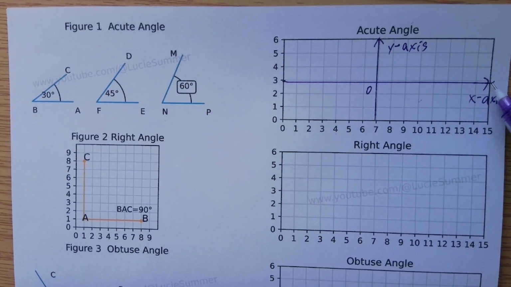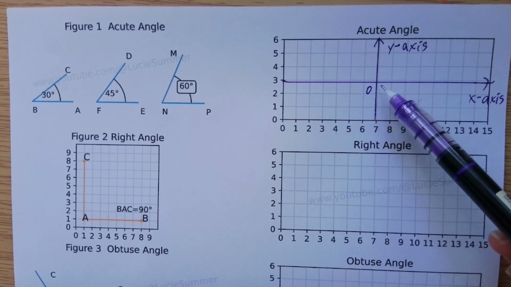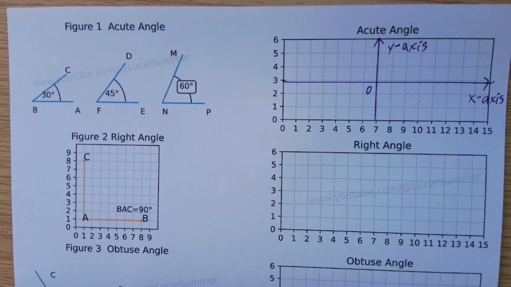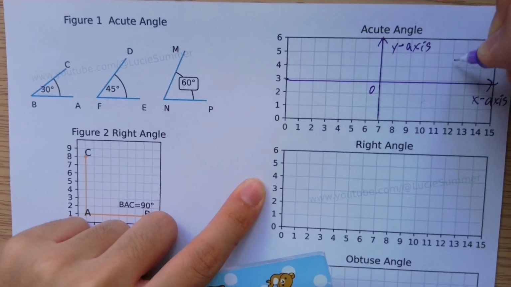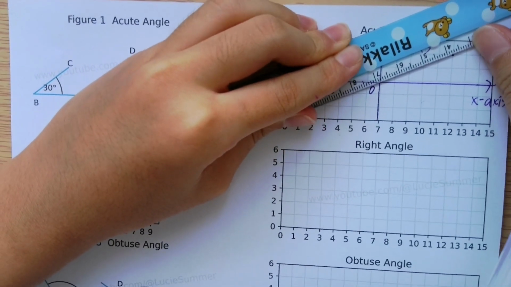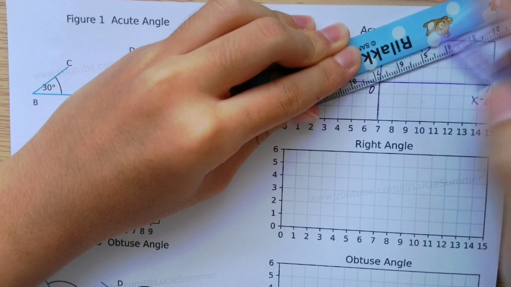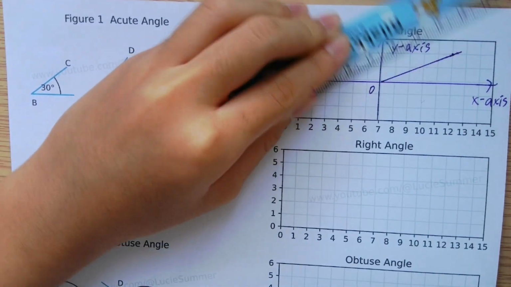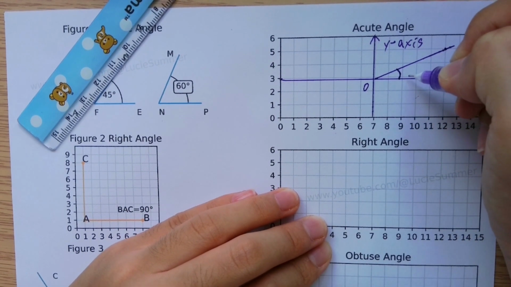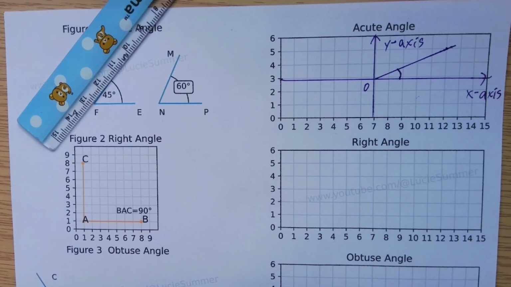To draw an angle, first imagine that the x-axis is one of the arms of the angle, and the 0 point is the vertex. Now to draw an acute angle, we would draw a line connecting the 0 point to any of the points in the first quadrant. For example, the point is here. I would draw it like this. So this is an acute angle, like this.